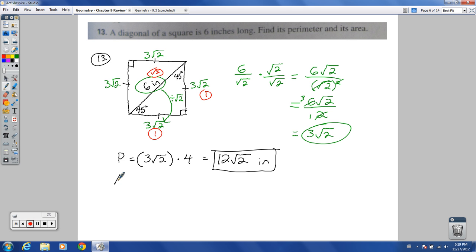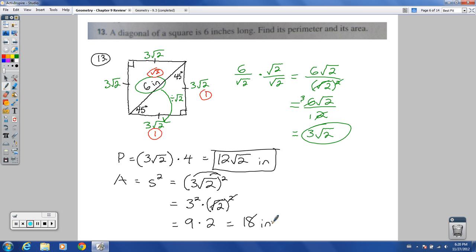And then the area is going to be side squared. So a side is 3 radical 2. So you have that squared. Think of distributing the power here. This is the same thing as 3 squared times radical 2 squared. Radical and square cancel here. You have 9 times 2, which is 18. And area is in units squared. So this is 18 inches squared.